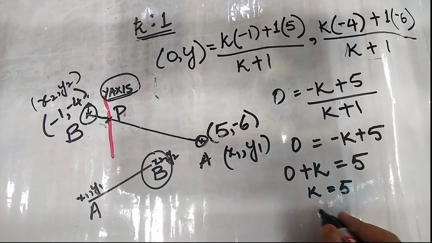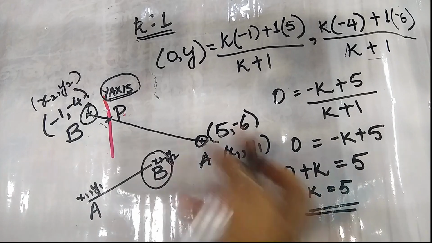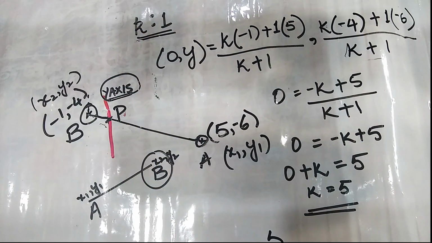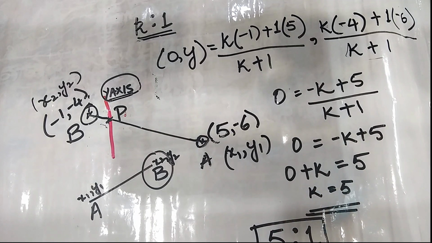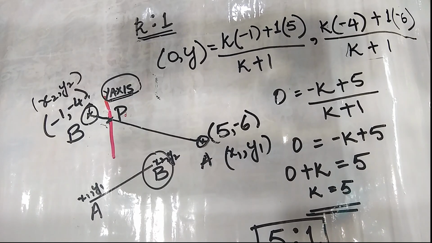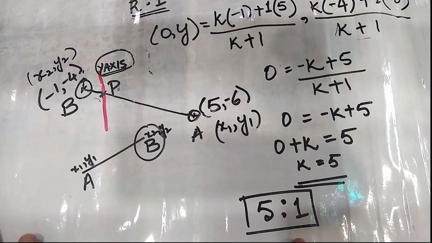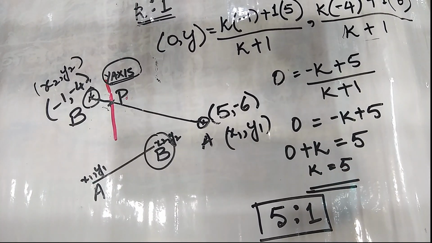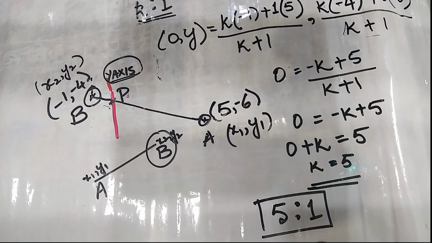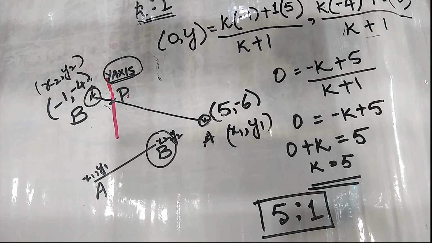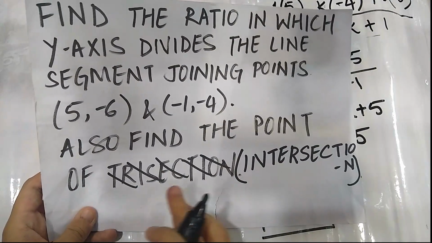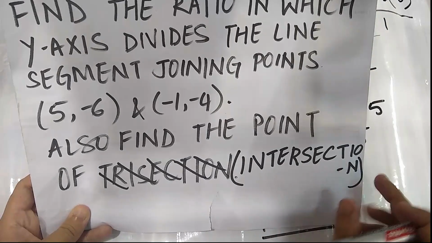So what did you get here? K equal to 5, which actually makes your ratio k is to 1 as 5 is to 1. So this 5 is to 1 is your ratio by putting the value k is equal to 5, right? Now, this 5 is to 1 is the ratio that we have got. Let us get back to the question because we solved only one part of the question, right? We had another part here. There's just a small change in the question. It was not trisection, it was intersection, alright?